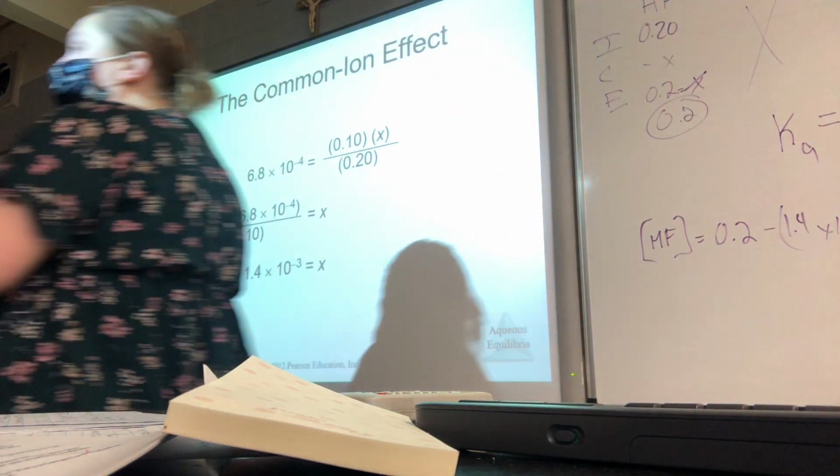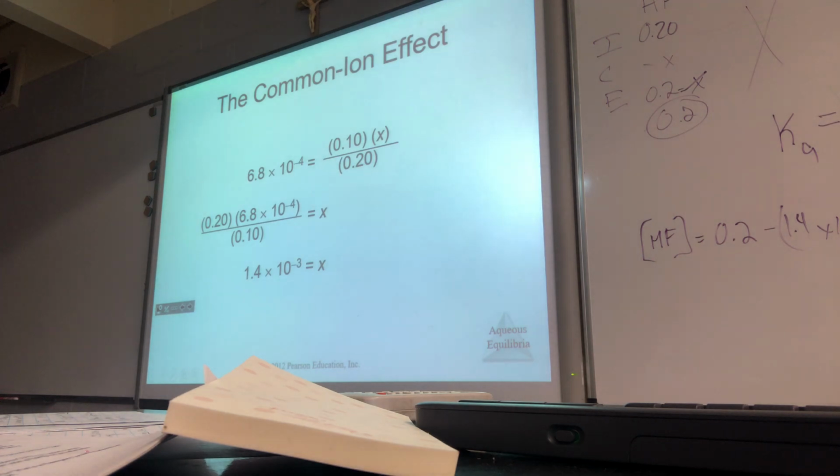All right, so now that you have hopefully gotten the same answer, the one on the board, in order to check and make sure that this number is small enough to have ignored x, go back and plug it into the original equilibrium, 0.2 minus x. So take that 1.4 times 10 to the negative 3 and subtract it from 0.2. What you're going to see is you get a value of something like 0.199, okay? 0.199 is essentially 0.2.